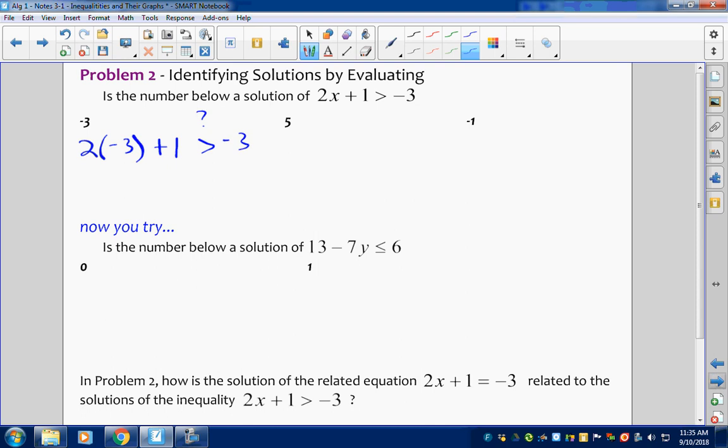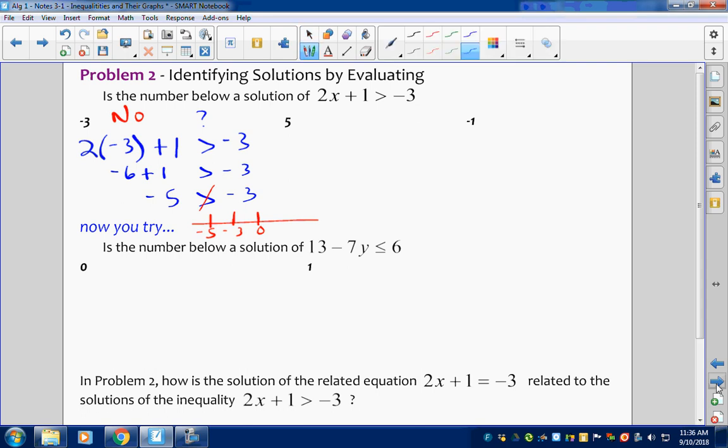So 2 times -3 is -6, plus 1. Is that greater than -3? No. -5 is not greater than -3. If you want to, you can put a little slash through it. So the answer is no. It is not a solution because -5 is not bigger than -3. If you think about the number line, here's 0, here's -3. Where is -5 located? A little bit farther to the left of -3, right?